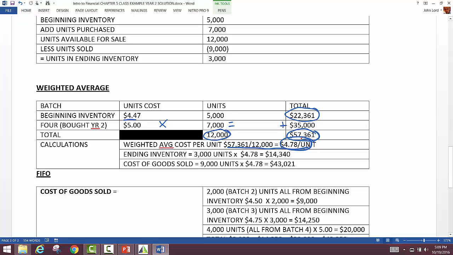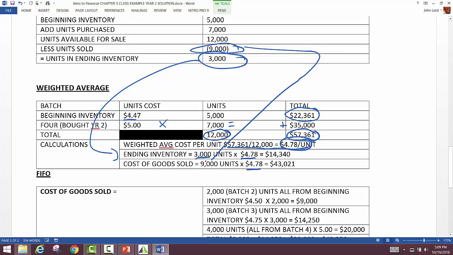I take that weighted average cost per unit, this 4.78, and since the problem told me that there were 3,000 units in ending inventory, I can figure out my ending inventory right there. And since they told me there were 9,000 units in my cost of goods sold, I will multiply the 9,000 times that weighted average. Was I able to calculate my weighted average ending inventory and cost of goods sold? Piece of cake? Okay, good.